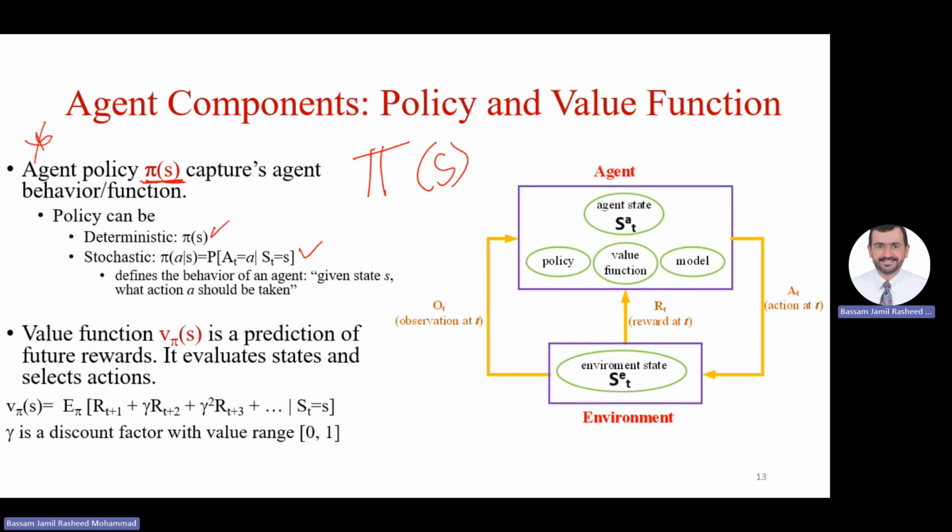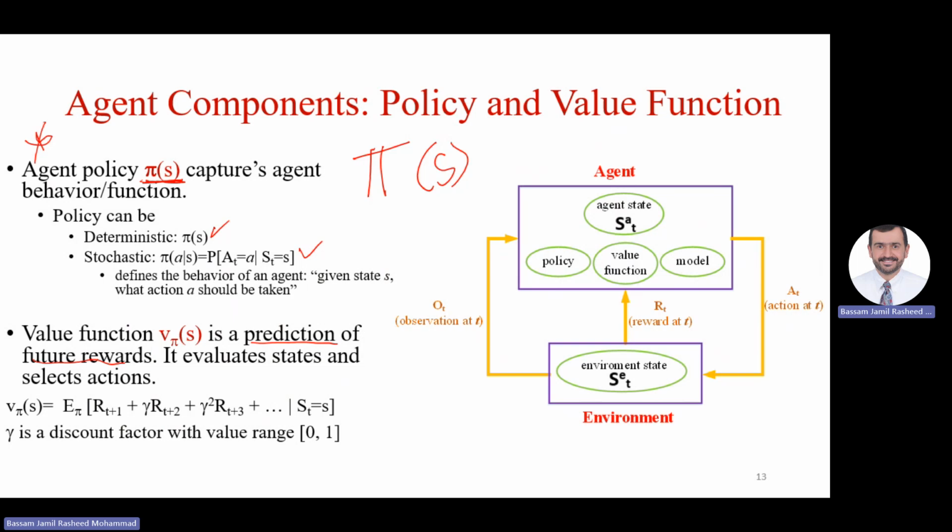We have the value function. The value function is the prediction of the future rewards. So the value function of a state. Every state, you will see the value function coming in two places: a value of the state and a value of the action. Both of them are two sides of the same coin. The value of the state or the value of the action.